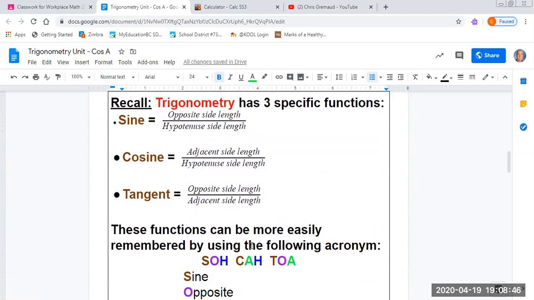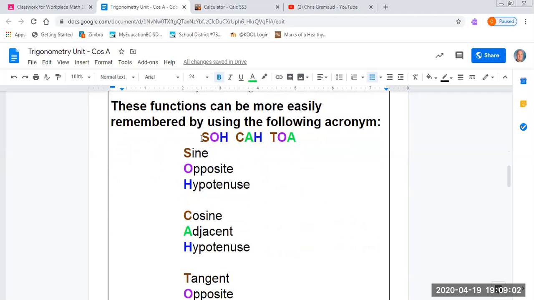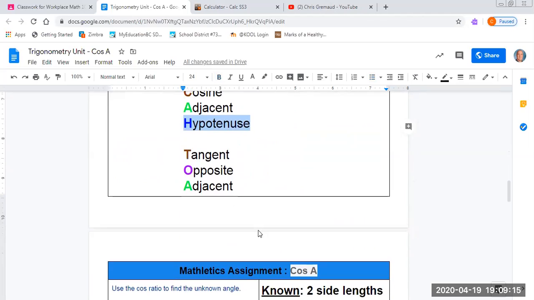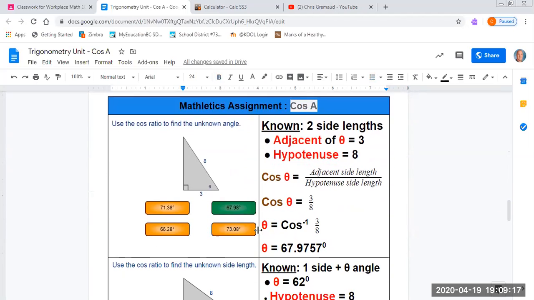If you recall, there are three trigonometric functions. We looked more specifically at sine last day, and that's opposite over hypotenuse. Cosine is adjacent side length over hypotenuse, and that's what we're going to be looking at today. Remember the acronym we can use to remember this, SOHCAHTOA. For the cosine, it is A and H, which stands for adjacent over hypotenuse. So let's take a look at some examples that you're going to see in Mathletics, and let's work through how we would solve those.